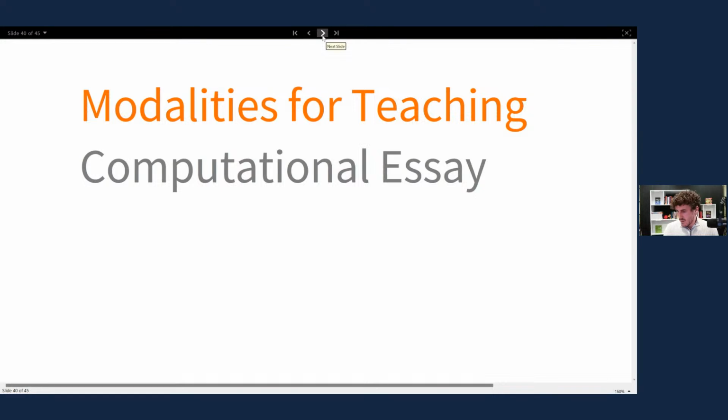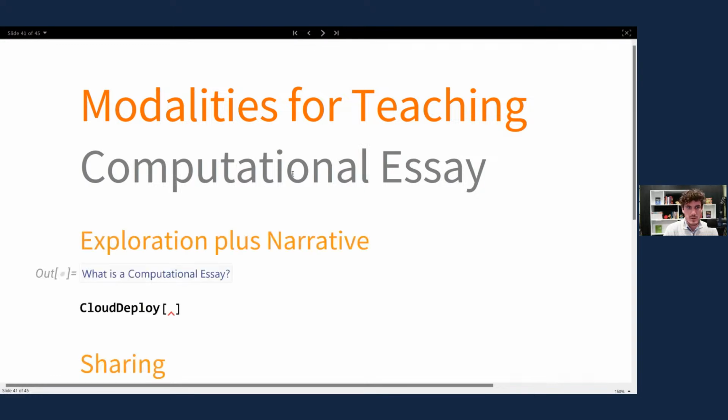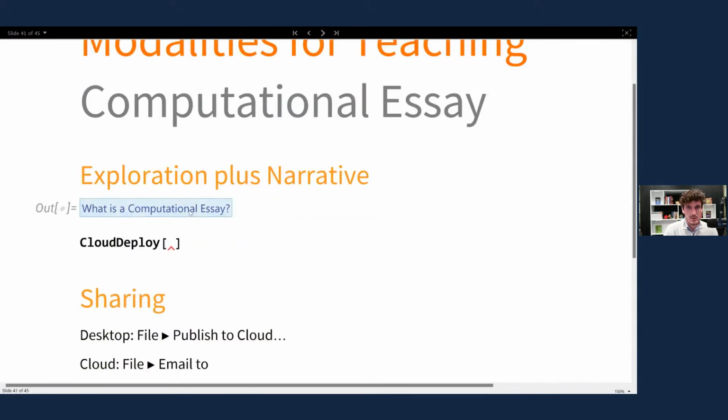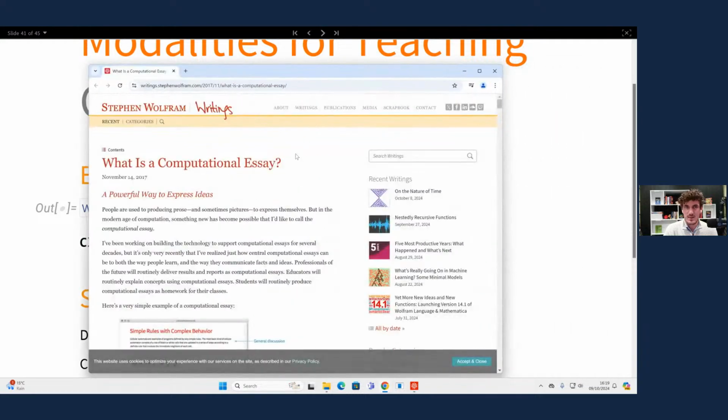Okay. The next part, the next modality for teaching, is a computational essay. Now, I think the real power of this is that you can have lines of code interspersed with text. So you can write your piece of code and then talk about it below. In fact, I'll first show you an example of a computational essay. And it is in fact one of Stephen Wolfram's writings on what is a computational essay.